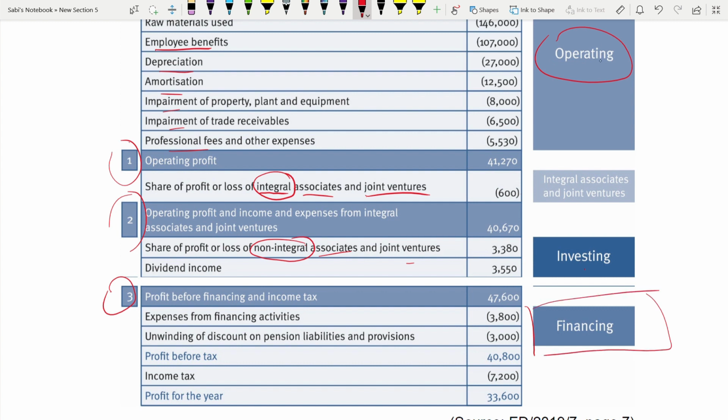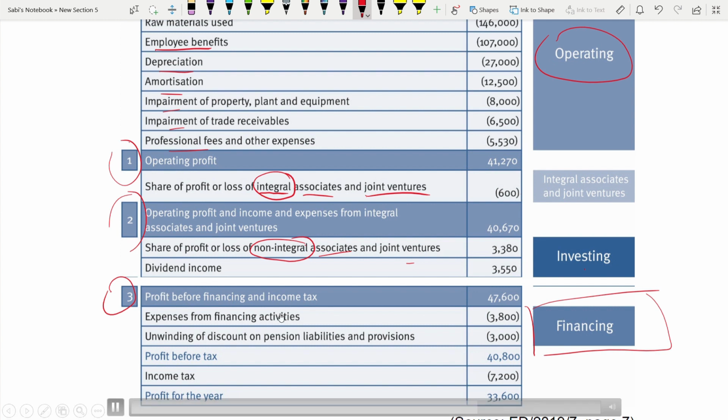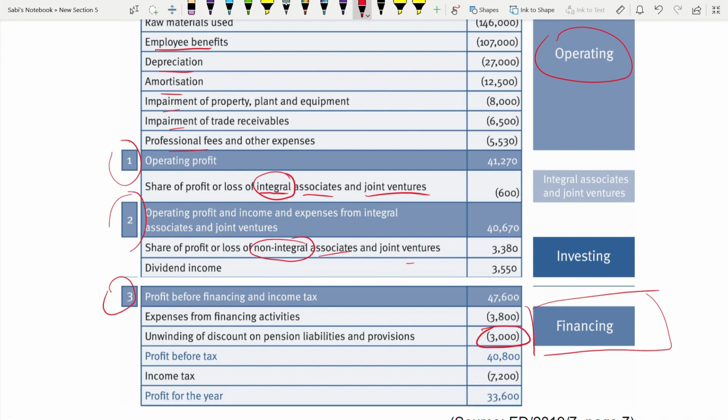All finance expenses you are deducting. So expenses from financing activity, tax only you can take, and this one, unwinding of discount of pension liabilities and provisions, you are deducting here under financing activity. So make sure that you know this. Each one falls under what.